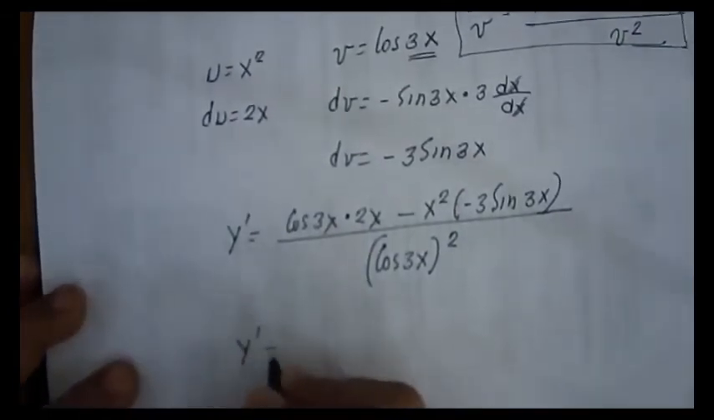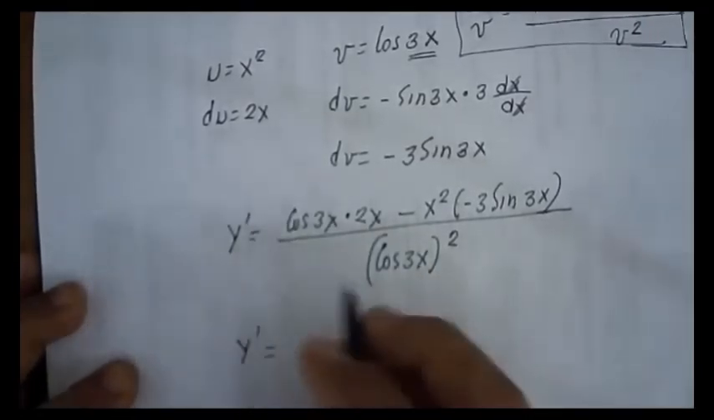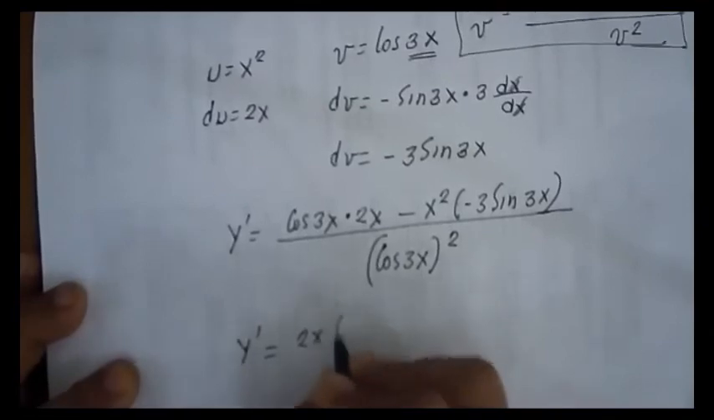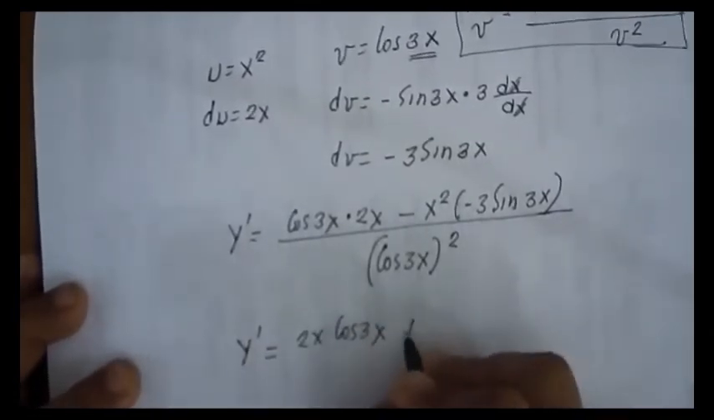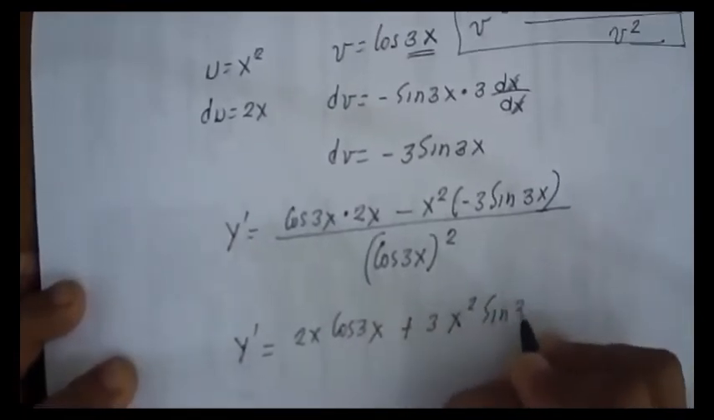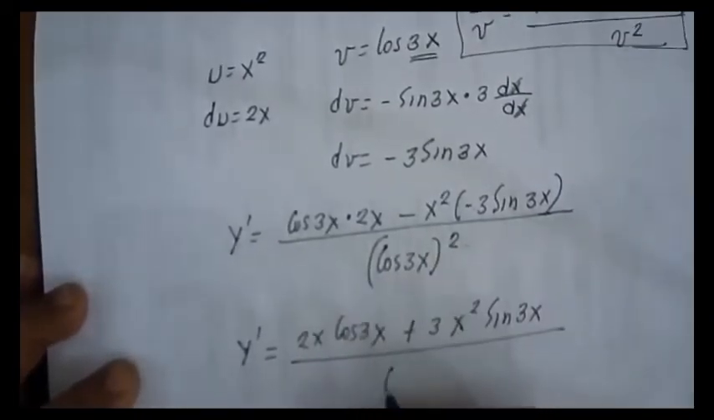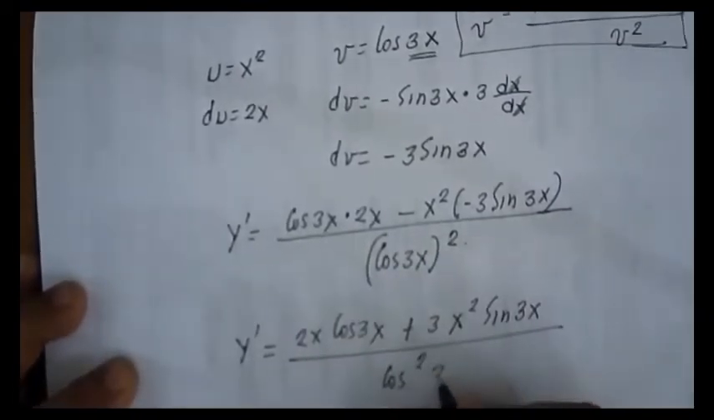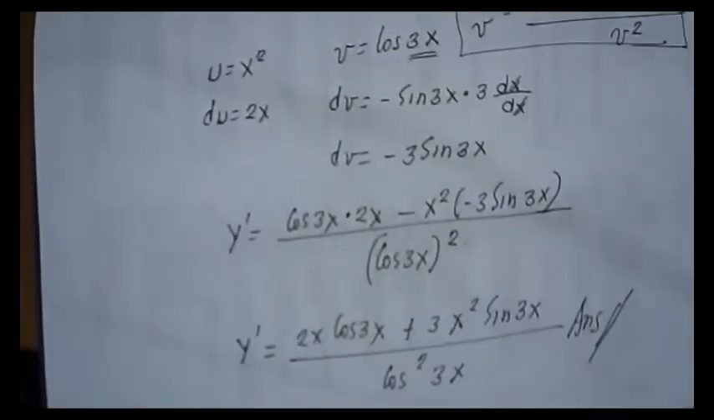Okay? Simplify it further, y prime will be, ito, lalagyan natin sa harap, magiging 2x cosine 3x plus 3x squared sine 3x all over cosine 3x squared, that's the same as cosine squared 3x. So this will be our answer.